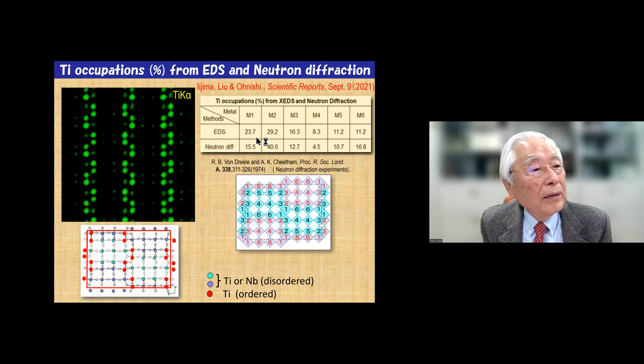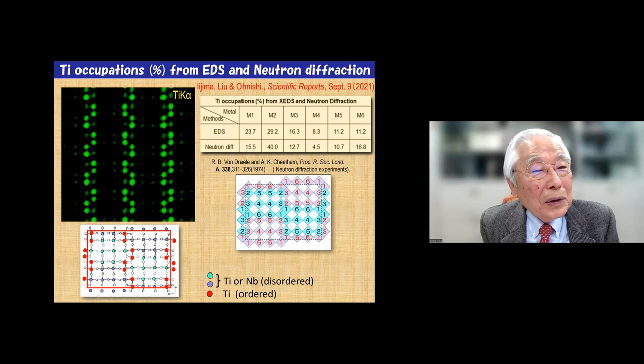And this is the result from neutron diffraction. By the way, Tony Cheetham did this neutron diffraction study of this material many years ago, in 1974. And Tony's figures, the occupancies, are here. This is compared with the EDS figures. It's the same, but the 40 versus 29 is a big difference compared with the neutron diffraction study.